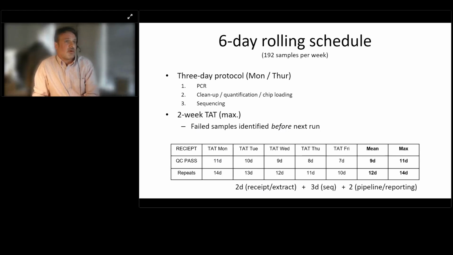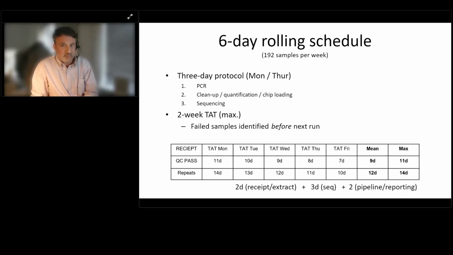So we have a 6-day rolling schedule in the lab. We start on Mondays, get the samples out, and we do our PCR. We spend Tuesdays cleaning up the libraries and quantifying them and putting them onto the chip, and then sequencing happens on day 3. That's fairly quick, relatively. I think it's 3 or 4 hours for the sequencing.